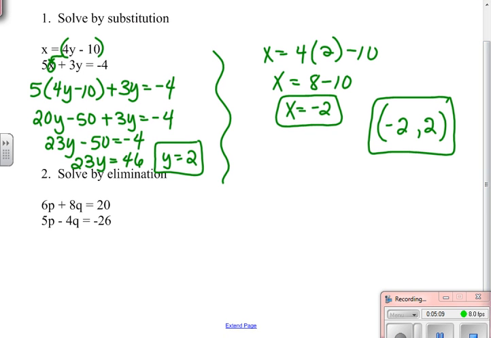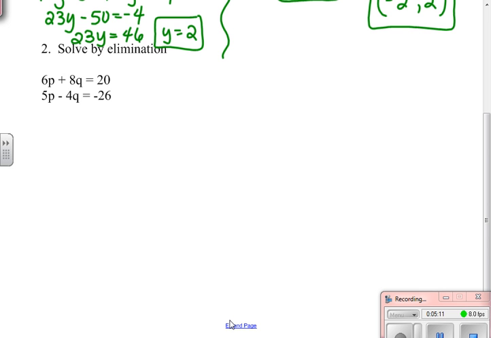Now, elimination. Elimination is just like it sounds. We want to eliminate or get rid of one of the variables. And we do that by multiplying one or both of the equations by a value so that when we add them together, one of the variables drops out. So I always look for opposite signs to start with. And so here I see the q's are opposite signs. So 4q and 8q both go into 8. So I'm going to multiply top and bottom by 2.